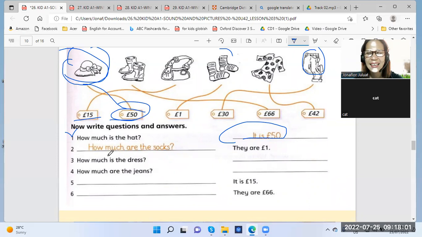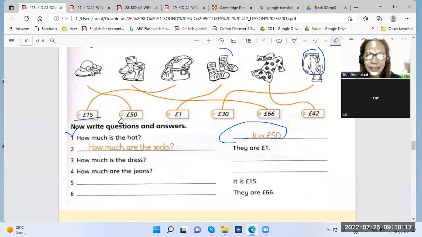I don't know. Oh, look at this. This is the hat. All right. And the price of the hat is? 50 pounds, right? Okay, so if I ask, how much is the hat? You will answer, it is 50 pounds. Okay? Yes. Now here is the answer. Okay, number two, they give the answer.